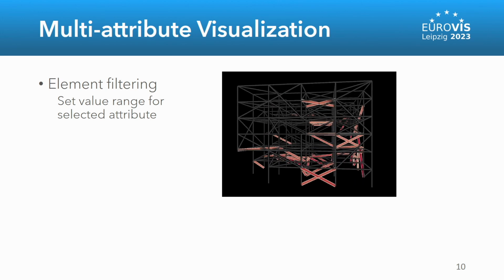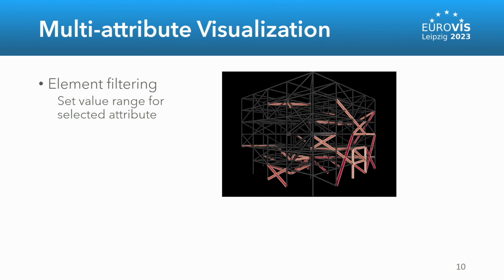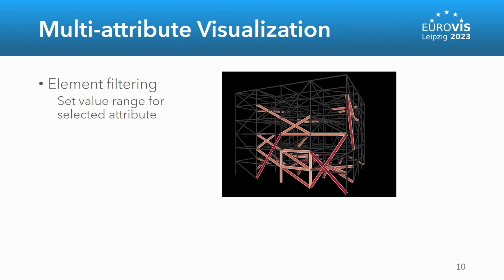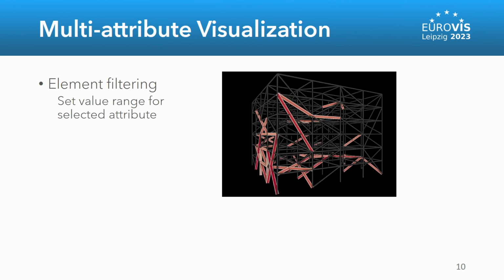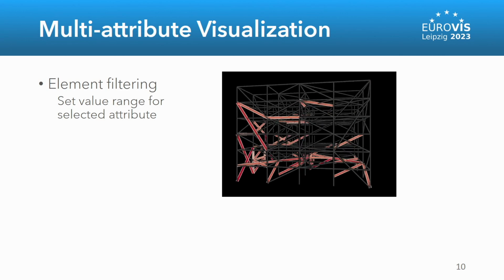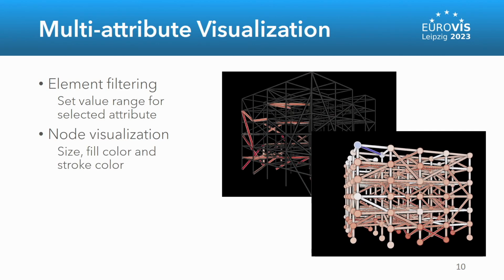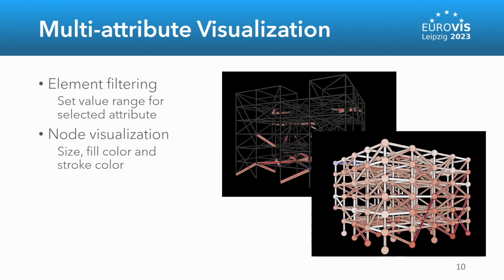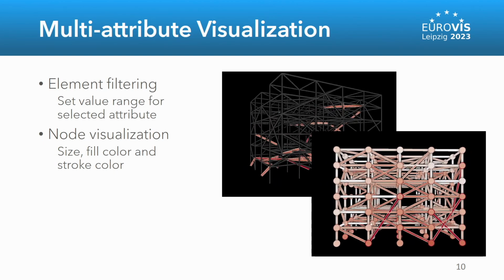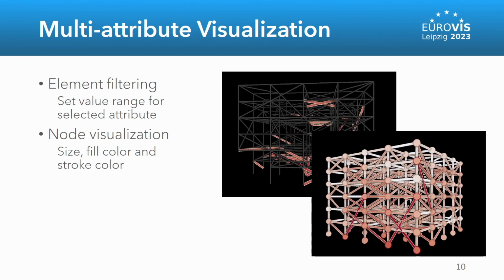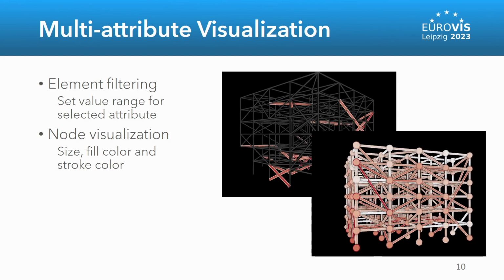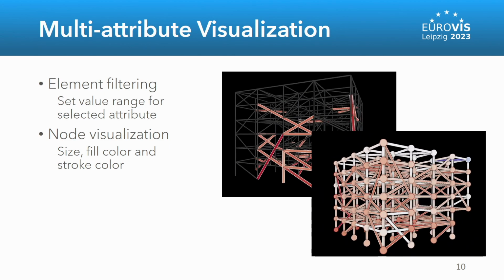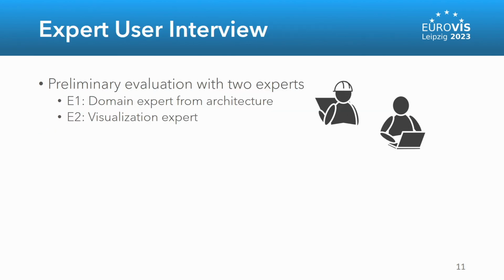Additionally to the mapping of different visual channels, we also provide the option to filter elements based on a given value. Filtered elements are not completely removed to keep the spatial context of the complete structure. And finally, we support different visual channels for rendering the nodes, namely node size and both stroke and fill color. Please note that for the nodes, the displayed values are usually aggregated from the adjacent edges using different operators.